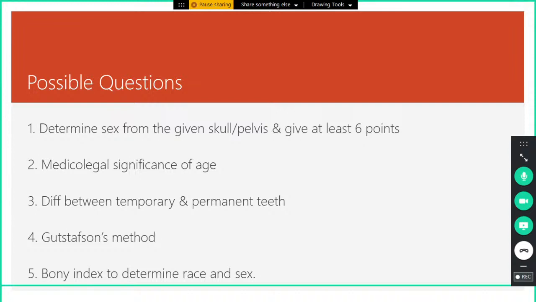Now these are the possible questions that will probably come in your practical or theory exam. First is determine sex from the given skull or pelvic bone, with at least 6 points supporting the given sex of that bone. Medico-legal significance of age, difference between temporary and permanent teeth, describe in detail Gustafson's method, bony index to determine race and sex.